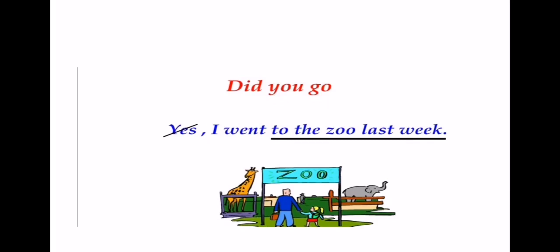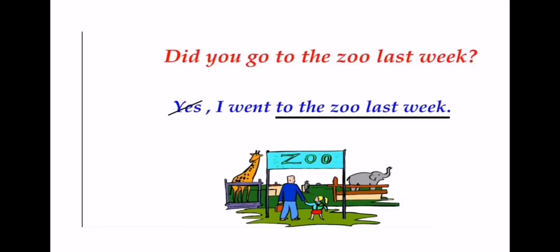Okay. And after that, we look at the verb went and we will put it back into the infinitive form, go. The question will be, did you go? And then write the rest of the question, to the zoo last week. Yes, primary two, the question will be, did you go to the zoo last week?